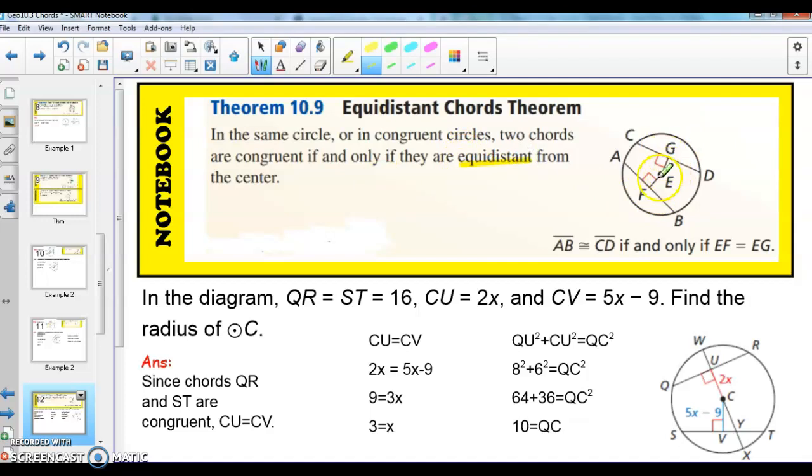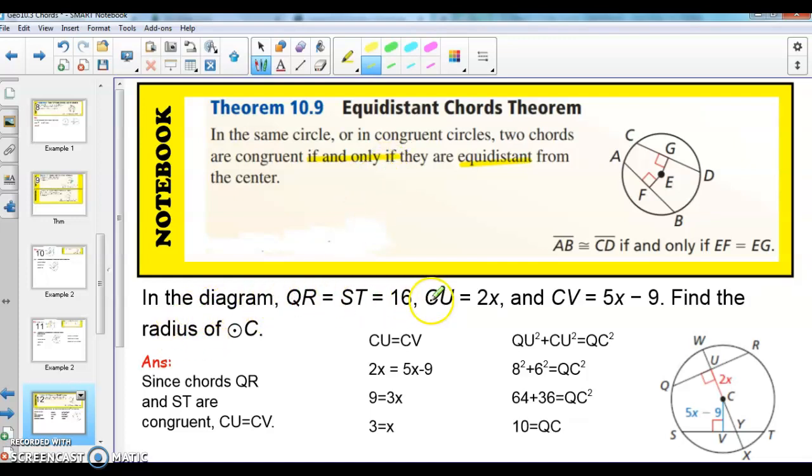The distance from the center to the chord is given by the length of segment EG. So remember from the first semester, the distance between a point and a line is actually given by the perpendicular distance. Similarly, the distance from the center of the circle E to chord AB is given by the length of the perpendicular segment, which is EF. So if these two chords are congruent, then that means these two shorter segments are also equal to each other. Now, this is an if and only if statement, so that means the converse is also true.